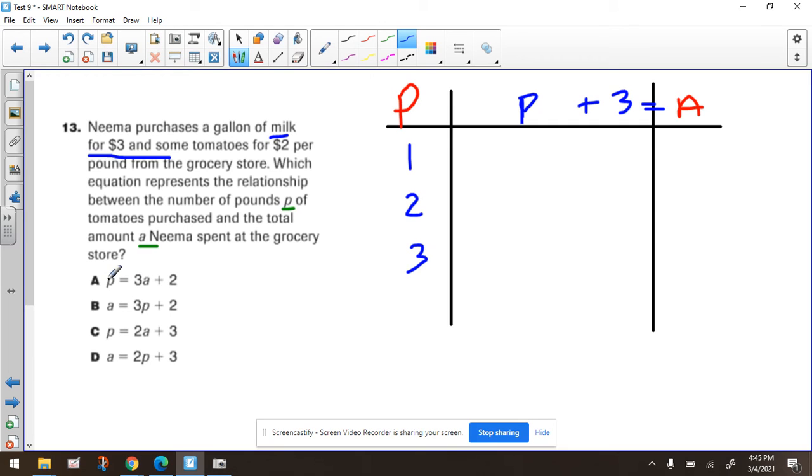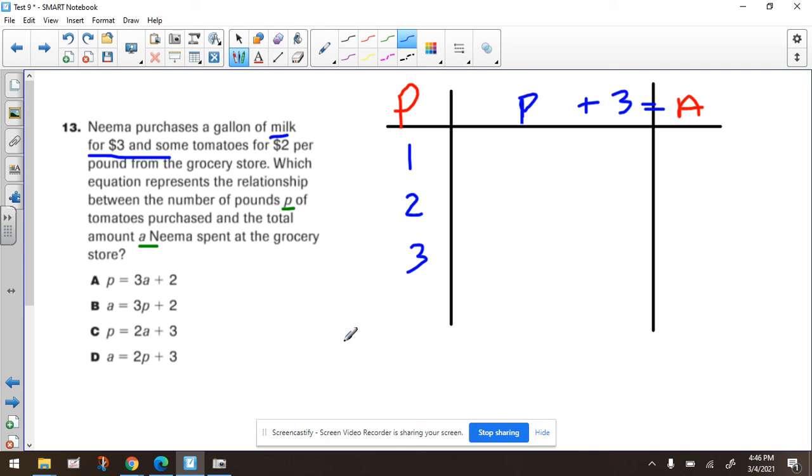So be careful, because you have a couple there that you should be able to eliminate, because remember, A is the dependent variable, not P. So here they're showing P as the dependent variable. Here they're showing P as the dependent variable. So that would not be correct. That eliminates those two choices. So you're looking at either choice B or choice D as a potential answer.